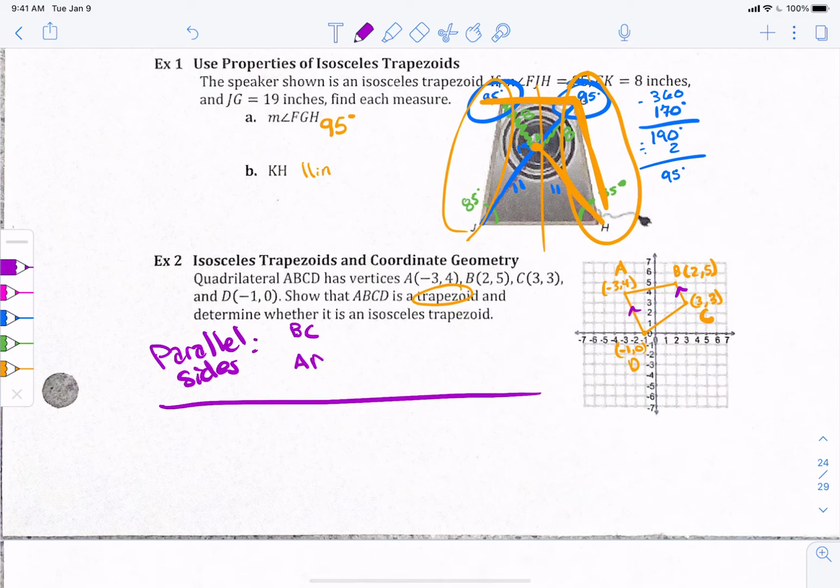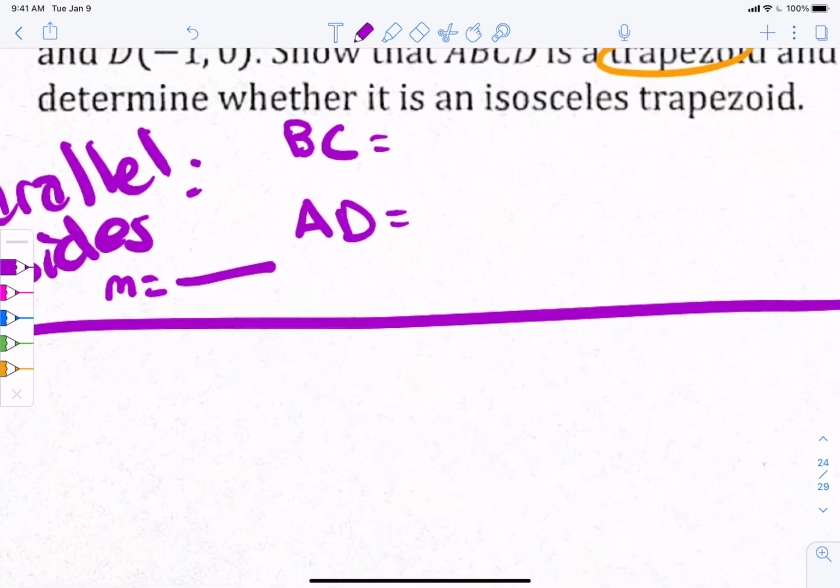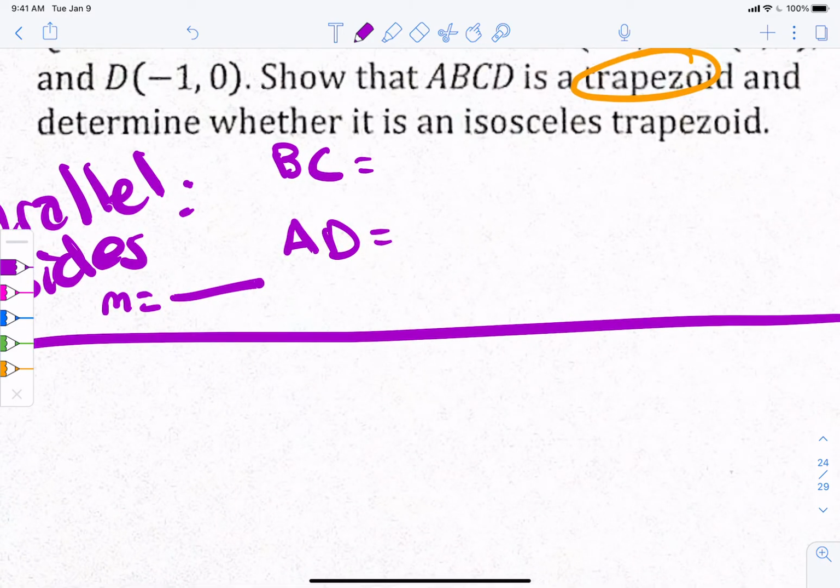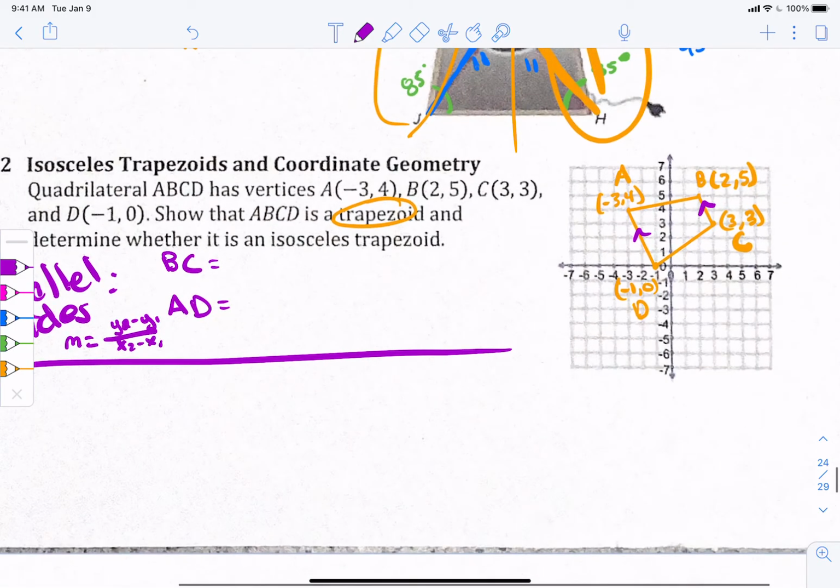How do you check for parallel? Well, slopes. How do you find slope? What's the formula for slope? Slope is rise over run, Y2 minus Y1 over X2 minus X1. There you go. Okay, all right, let's do BC.